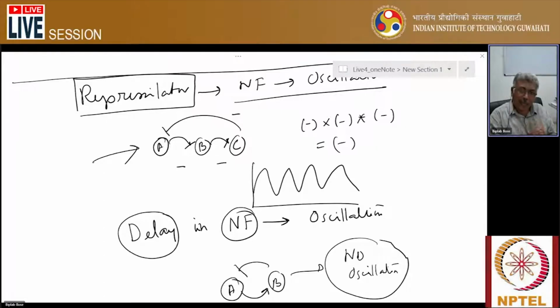So what I am trying to tell you is that we have two lectures. Both of them are negative feedback. One shows the negative feedback is giving rise to monostability. The other one shows that the negative feedback is giving rise to oscillation. You have to understand a negative feedback gives oscillation only when there is a time delay between processes, right? So that's why I have picked up the example of the refrigerator.